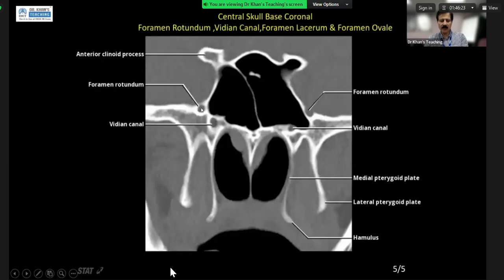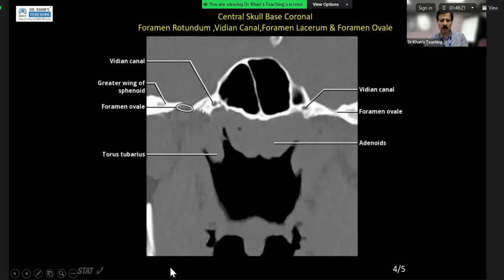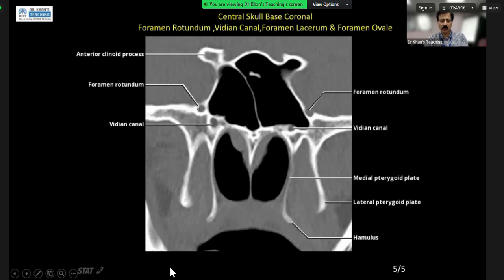On the other hand, the foramen rotundum is lateral to it. So here, this is foramen rotundum, and this is lateral to the sphenoid sinus. Key point to remember. So I repeat, key point to remember on a coronal, that the Vidian canal is inferior to the sphenoid sinus, and the foramen rotundum is lateral to it. We will see a case later on to consolidate this.